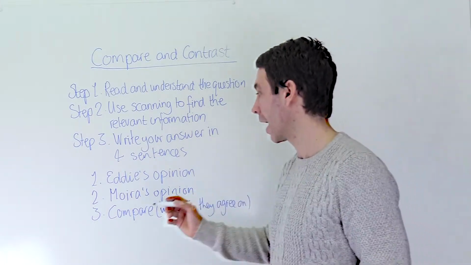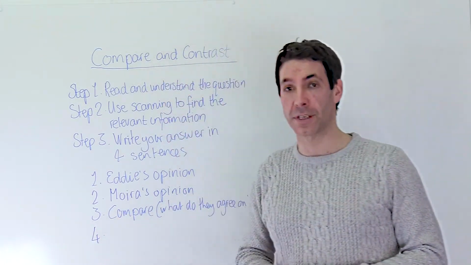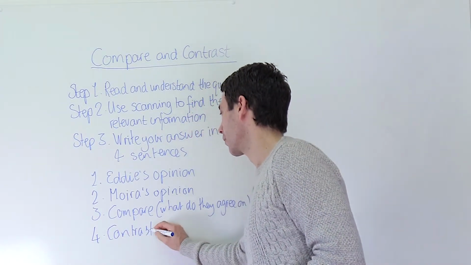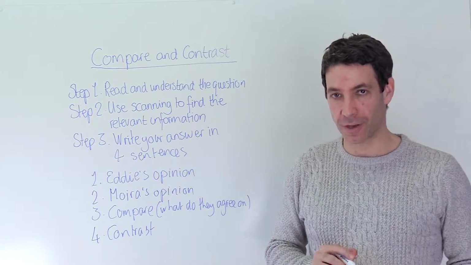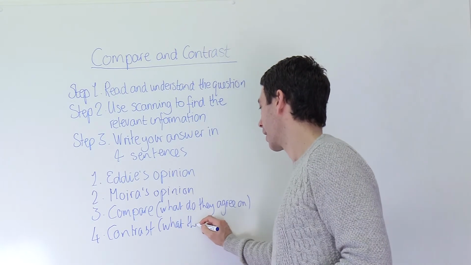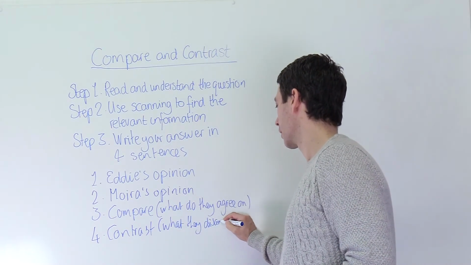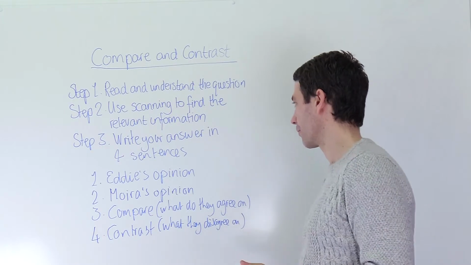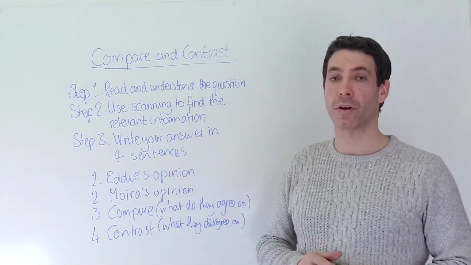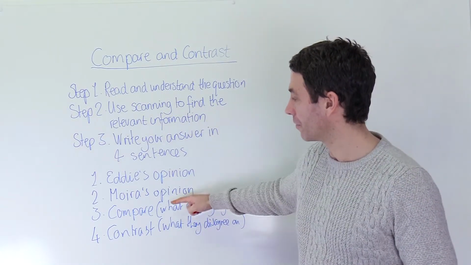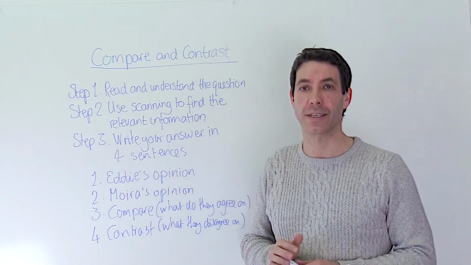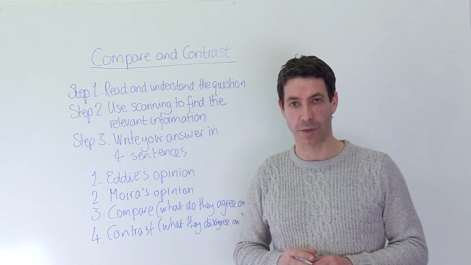That's comparing. And then you've probably guessed it. For the fourth sentence, we're going to write down what they disagree on. So that is the contrast part. So just to recap, step 3, write your answer in 4 sentences. These are the 4 sentences, or rather this is the content we need to include in our 4 sentences in order to get the 4 points for this question.